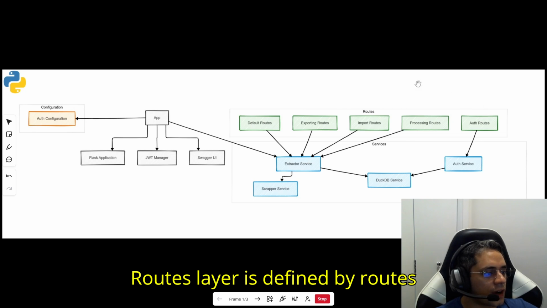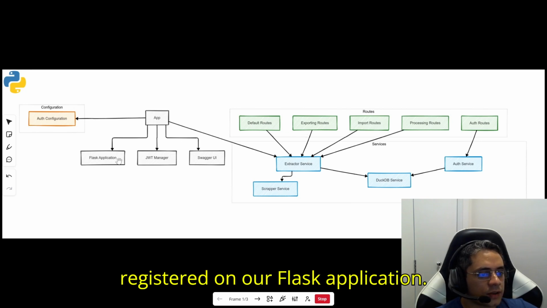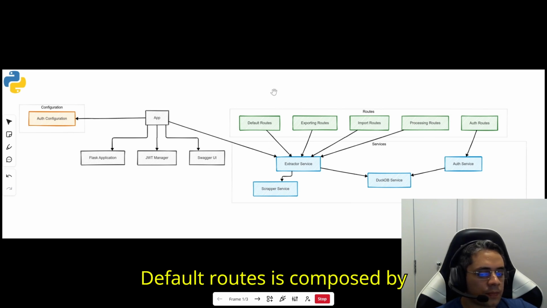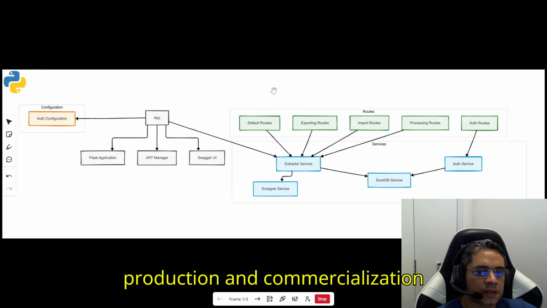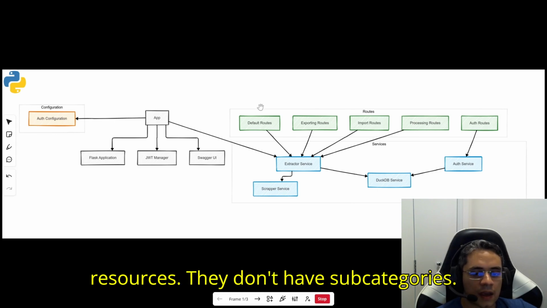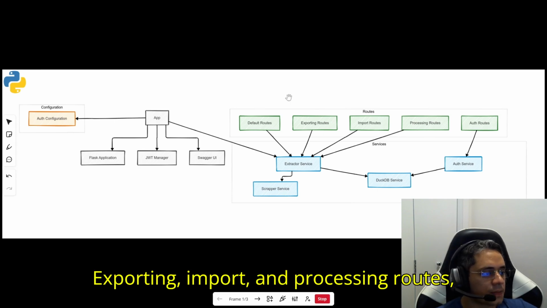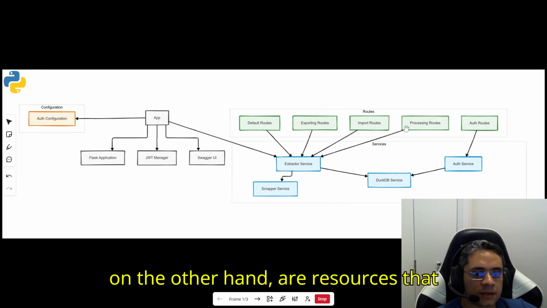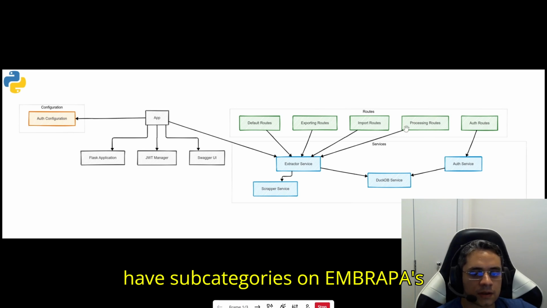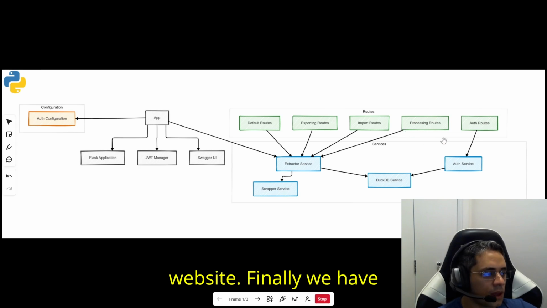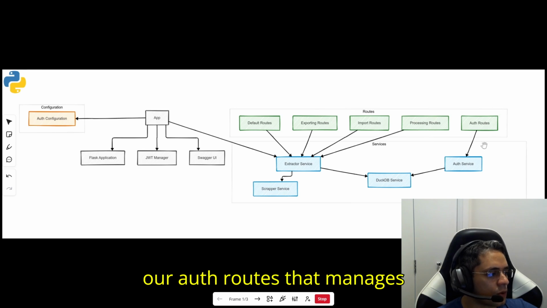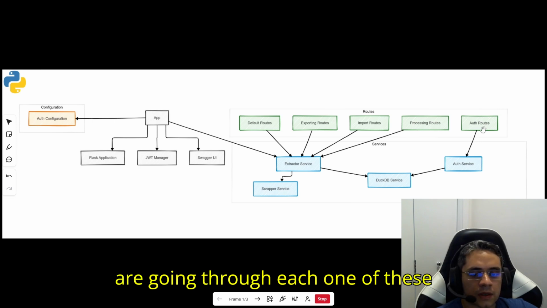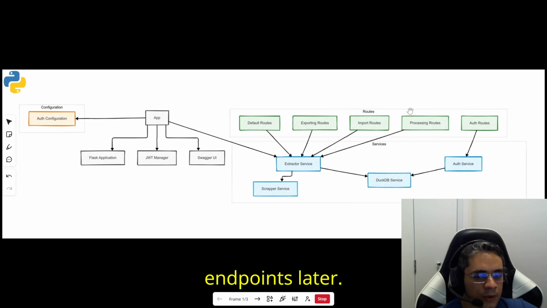The routes layer is defined by routes registered on our Flask application. The full routes are composed of production and commercialization resources. They don't have subcategories. Exportation, importation, and processing routes, on the other hand, are resources that have subcategories on Embrapa's website. Finally, we have our auth routes that manage users of the application. We are going through each one of these endpoints later.